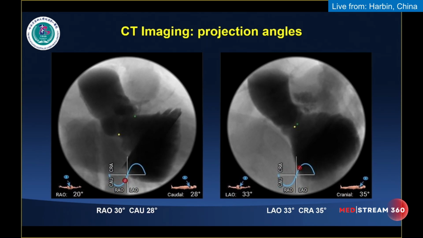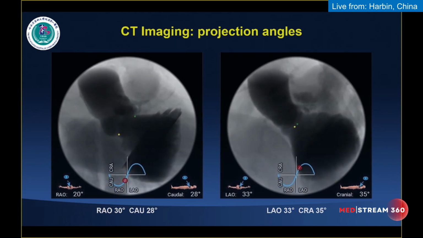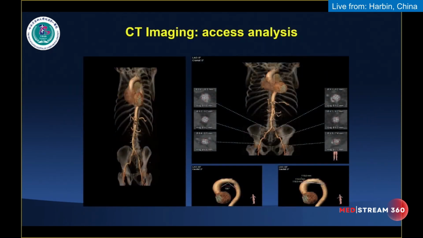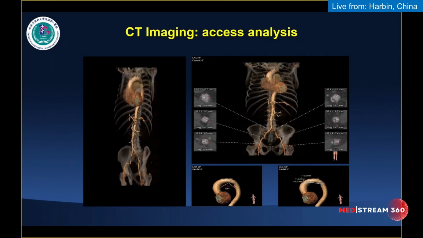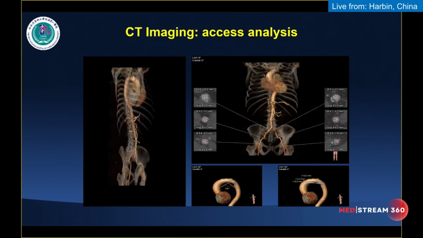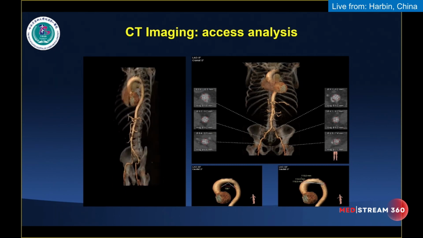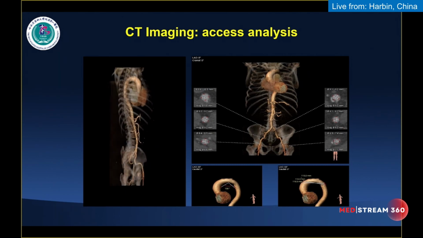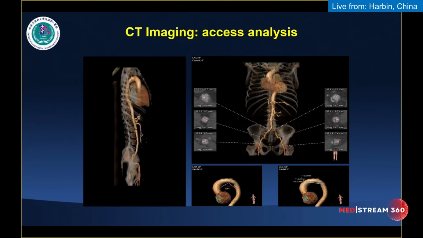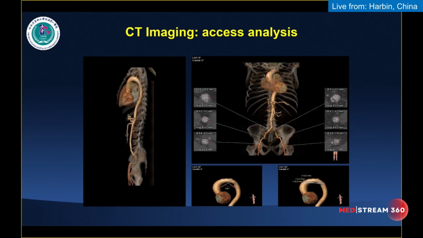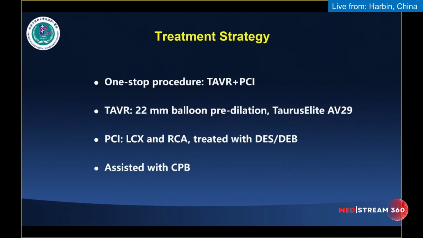Next we will see the access analysis. The access analysis shows good condition, with the overall vessel size suitable for insertion to avoid damage during the operation. Let's go to the next slide.